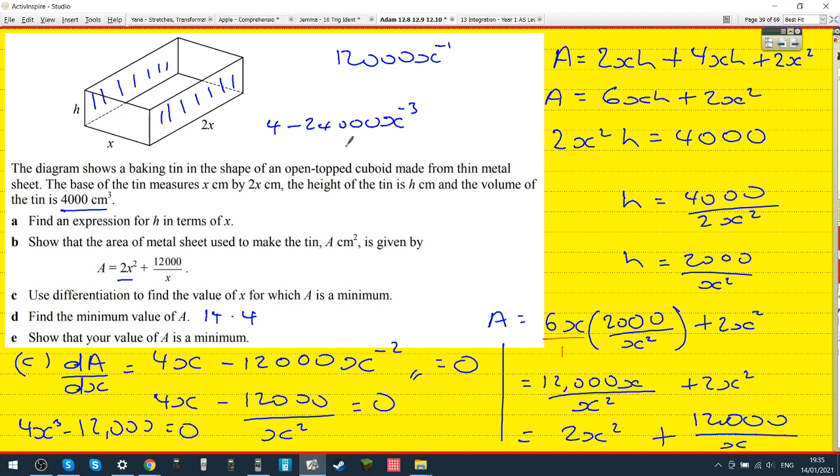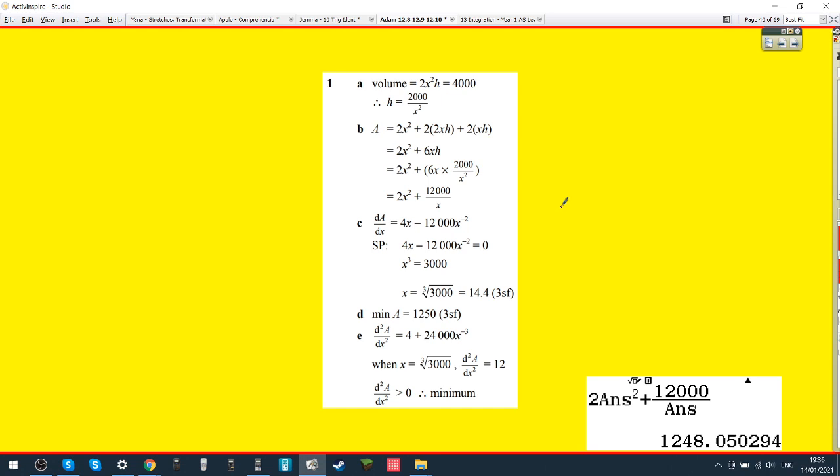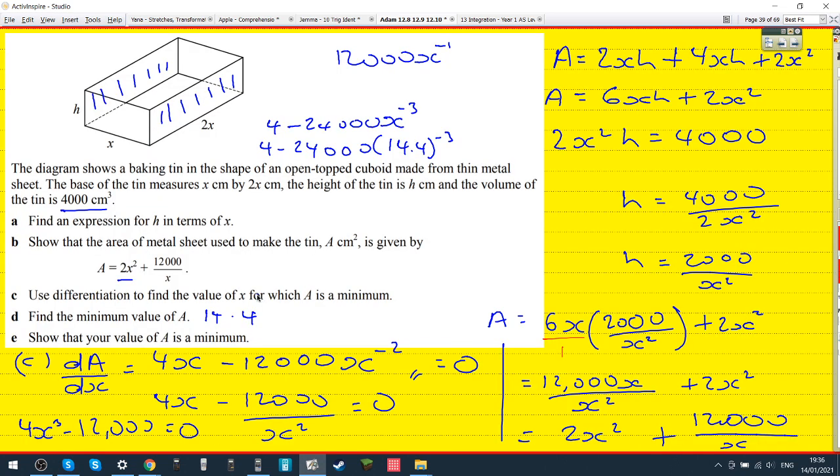So can I just put the whole thing into the calculator? Yeah, you could, but you have to sub 14.4 for x. I just ran out of space. I got minus 4.04 to 3 significant figures. That implies that it's a maximum. 14.4. Oh, of course, that's why. Because the minimum area is when x is 14.4.